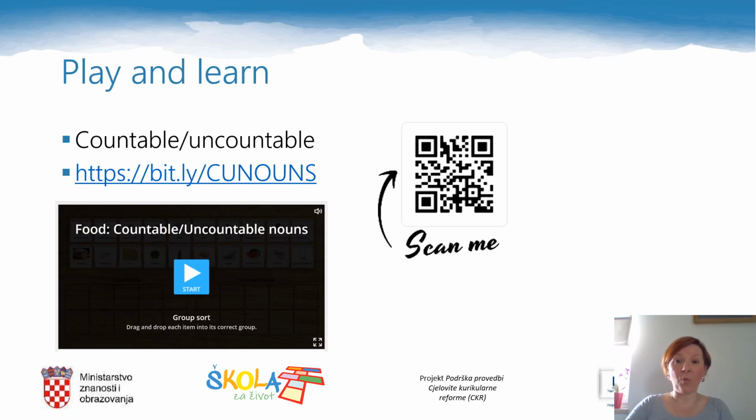Now let's see how well you differentiate countable from uncountable nouns. Please follow the link or scan the code and play the game. Countable, uncountable nouns.